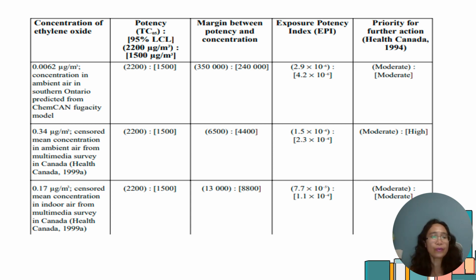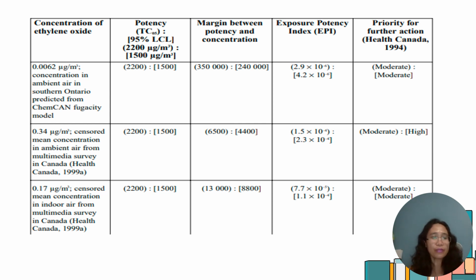The second row is 3.34 µg per cubic meter, censored mean concentration in ambient air from the multimedia survey in Canada, Health Canada 1999. The potency is about 2,200 to 1,500 and 6,500 to 4,400, and the exposure potency index is 1.5 by 10 and 2.3 by 10, moderate to high.